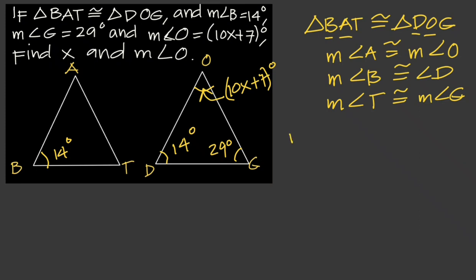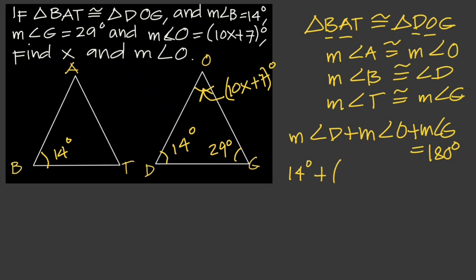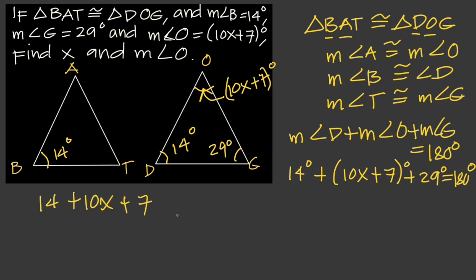So that means the measure of angle D plus the measure of angle O plus the measure of angle G is equal to 180 degrees. So we just add up all the values here. The measure of angle D is 14 degrees plus angle O, which is 10x plus 7, and then angle G is 29, equals 180 degrees. And now we can solve for x. So we simplify: 14 plus 10x plus 7 plus 29 equals 180.